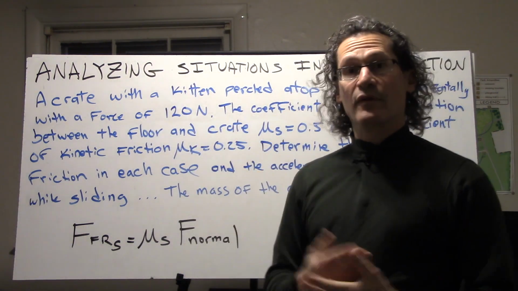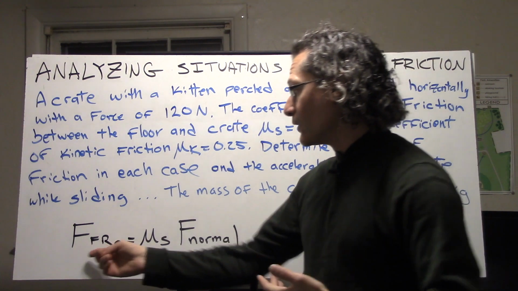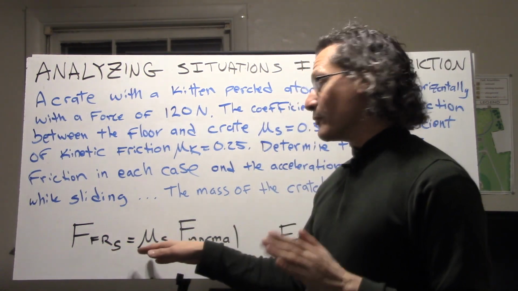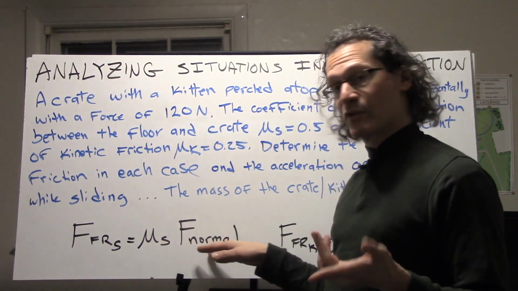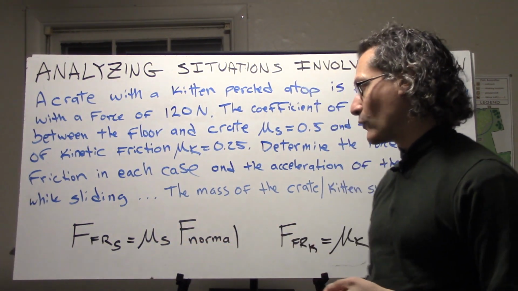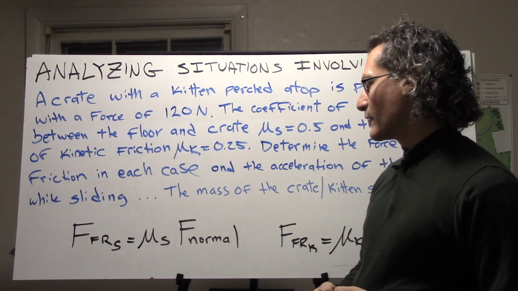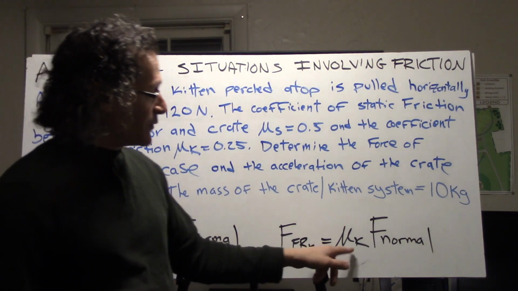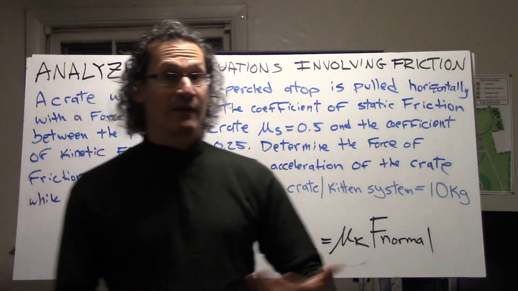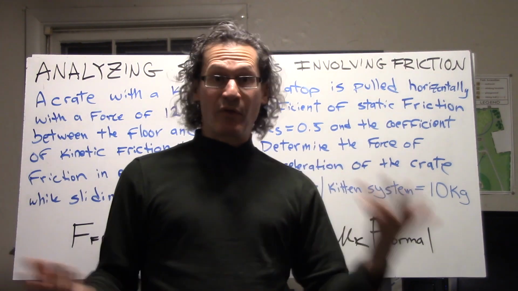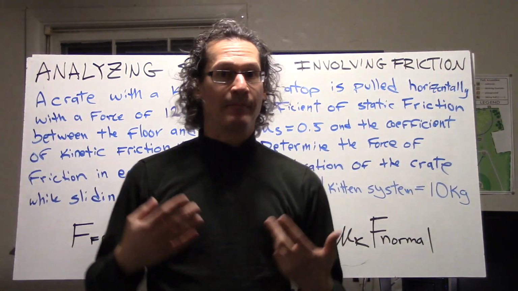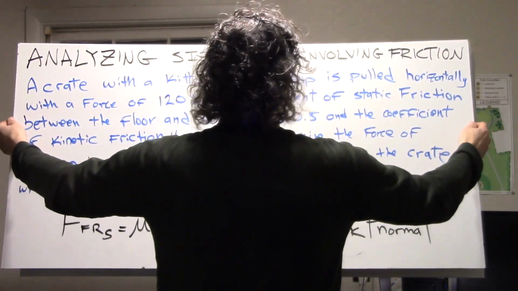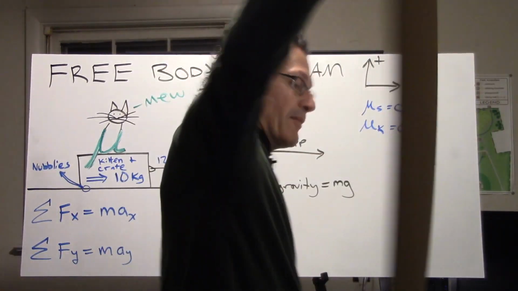We've got a couple of relationships that will help us determine the force of friction. The static friction is mu static, the coefficient of static friction, times force normal. So we'll have to find force normal, I would imagine, since we're given mu static. The other case is that the force of friction kinetic is equal to mu kinetic times force normal. So force normal is going to help us in multiple situations for both cases, static and kinetic. So that's what we'll end up doing.